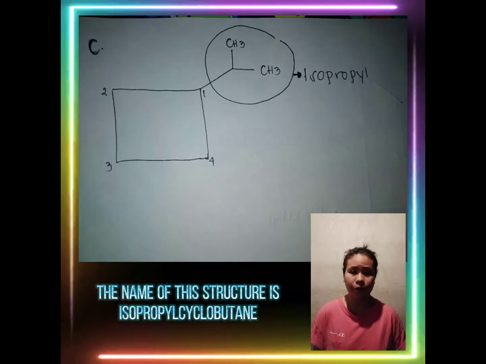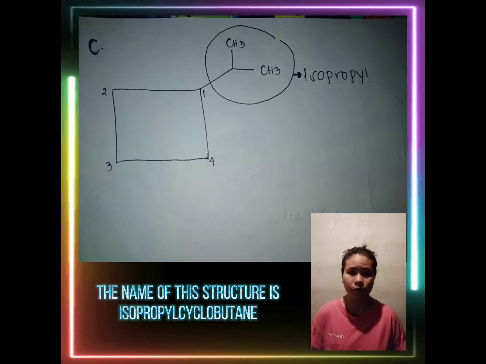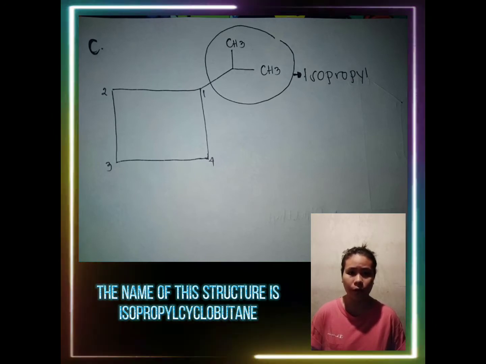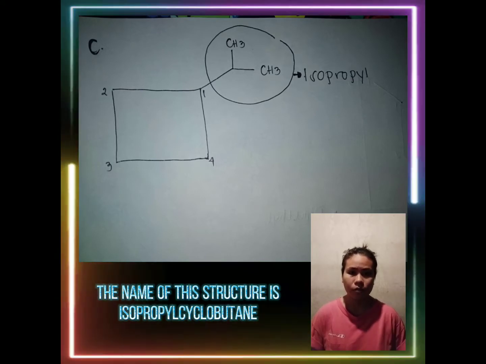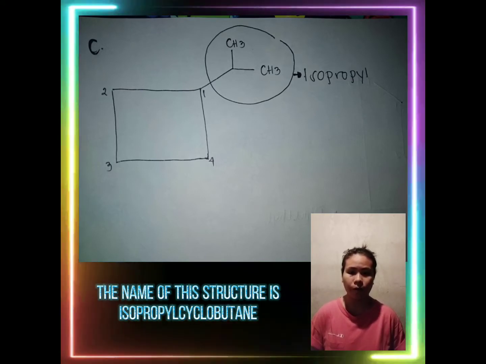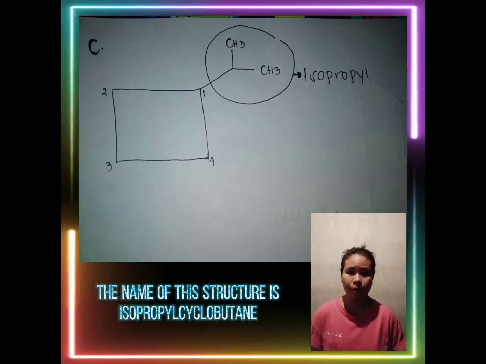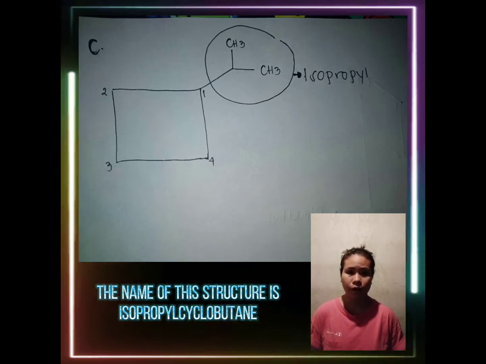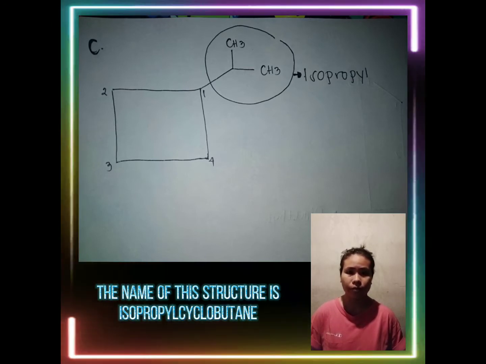Letter C. First, find the parent. Count the number of carbon atoms in the ring. So they have 4 carbons. Named as a substituted cyclobutane. Next, identify and number the substituents. The substituent present in the structure has 1 isopropyl attached to a carbon in the cyclobutane parent. The substituent will be isopropyl. The final name will be isopropylcyclobutane.